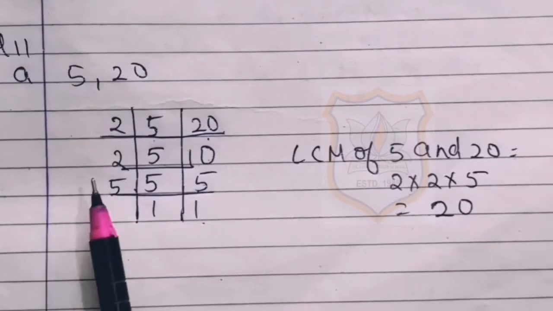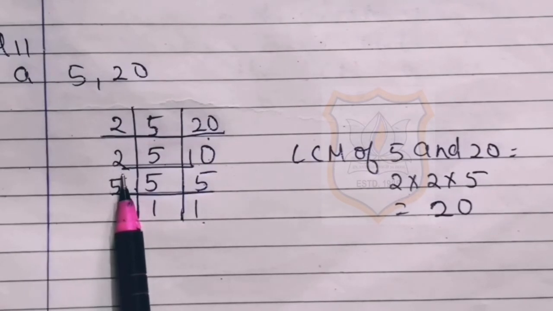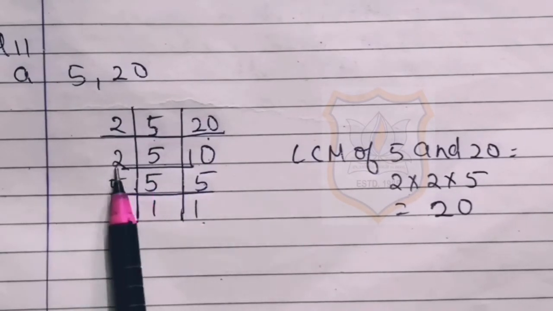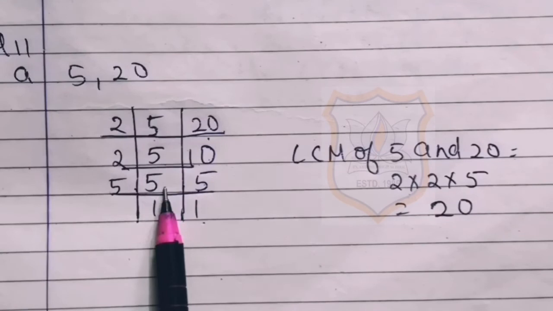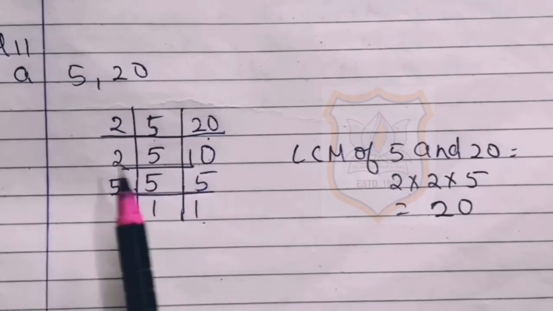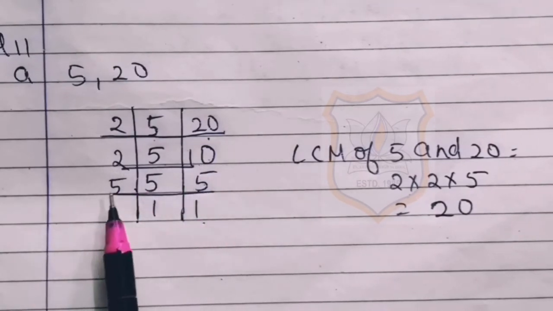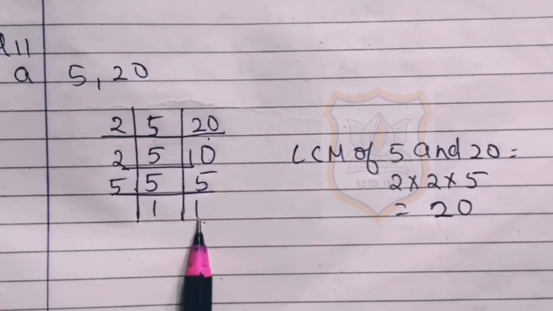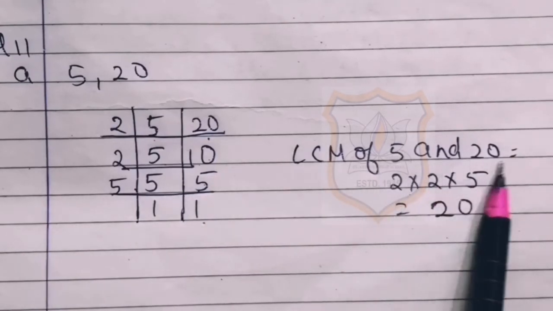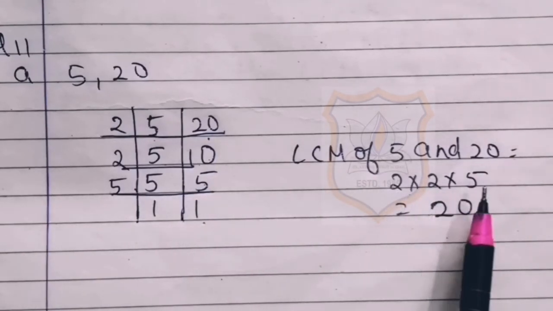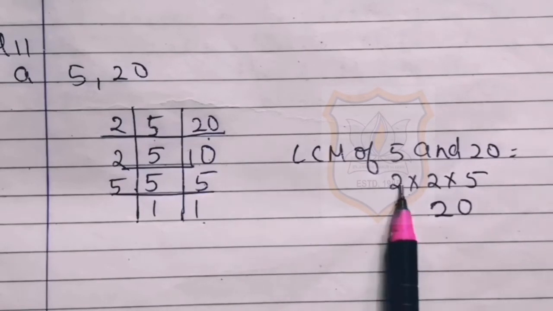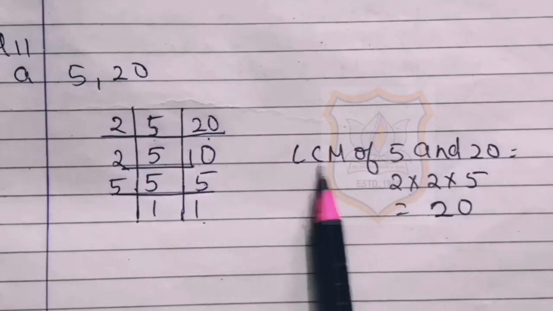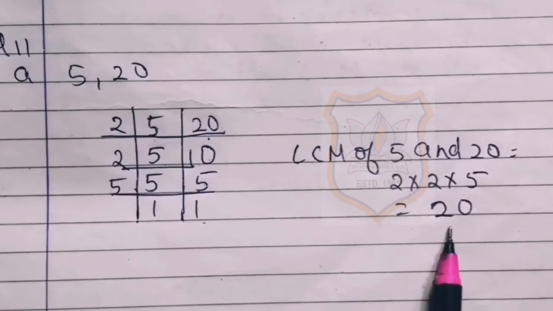Now again we will take 2 as a prime number and we will divide this 5 by 2. It is not divisible, so we will write it as it is, and we will divide this 10 by 2, we will get 5. Now we will divide these 5 by 5, we will get 1 as the quotient, and by dividing this 5 by 5 also we will get 1 as the quotient. The LCM of 5 and 20 is equal to 2 multiplied by 2 multiplied by 5. 2 2s are 4, 4 5s are 20. So the LCM of 5 and 20 is 20.